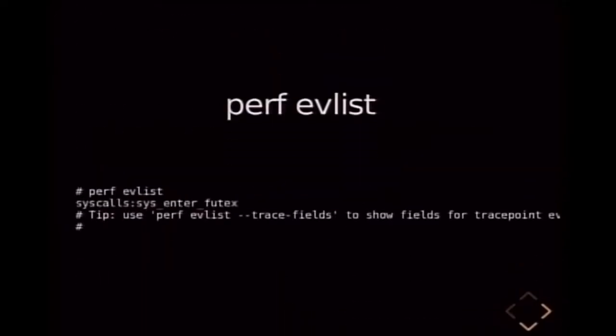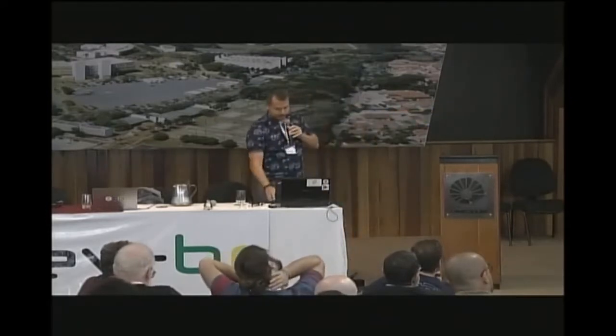Afterwards, you have another tool, which is perf evlist, that's going to list what are the events that are in this file. So what we just recorded was sys_enter_futex. And if I ask for the trace fields, this is building up for the next slides, where we're going to be using this to do an strace. You'll see that you have the syscall number, and then there are the arguments for the futex syscall.